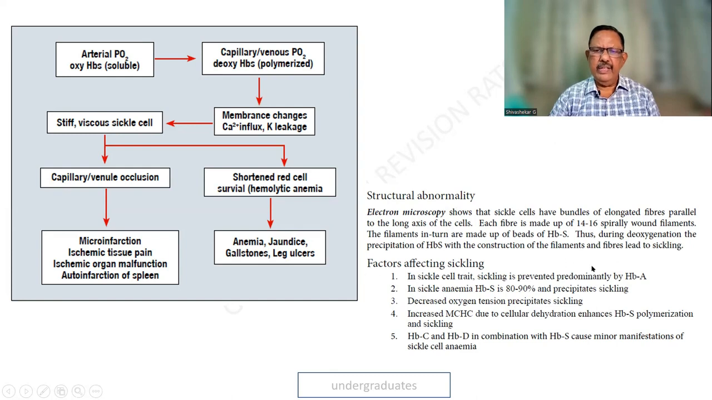The factors affecting sickling will be mainly the percentage of hemoglobin S, and it is being prevented by means of hemoglobin A. Sometimes it can occur in combination with hemoglobin C and T.